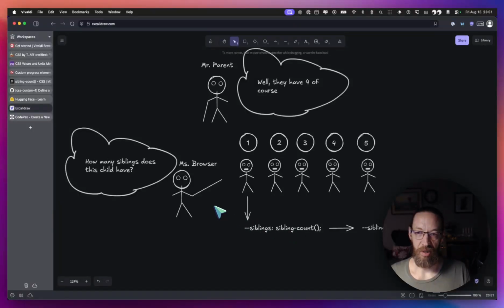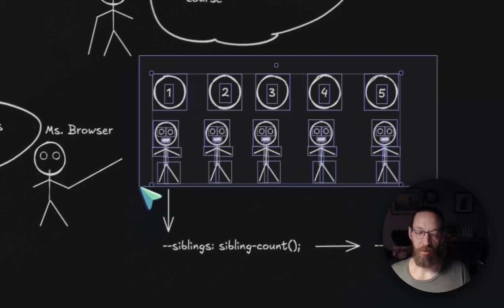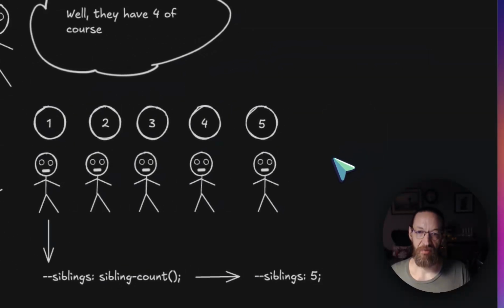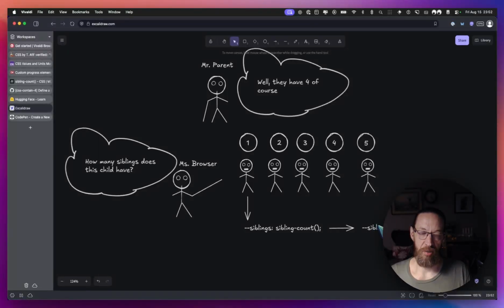And then what Miss Browser does is she goes up to Mr. Parent and says, hey, how many siblings does this child have? You know, she's pointing at this first one over here. And then Mr. Parent says, well, they have 4, of course. Because remember, child 1 has 1, 2, 3, 4 siblings. But in total, that obviously then makes up 5 children. So we end up with 5 in our sibling.